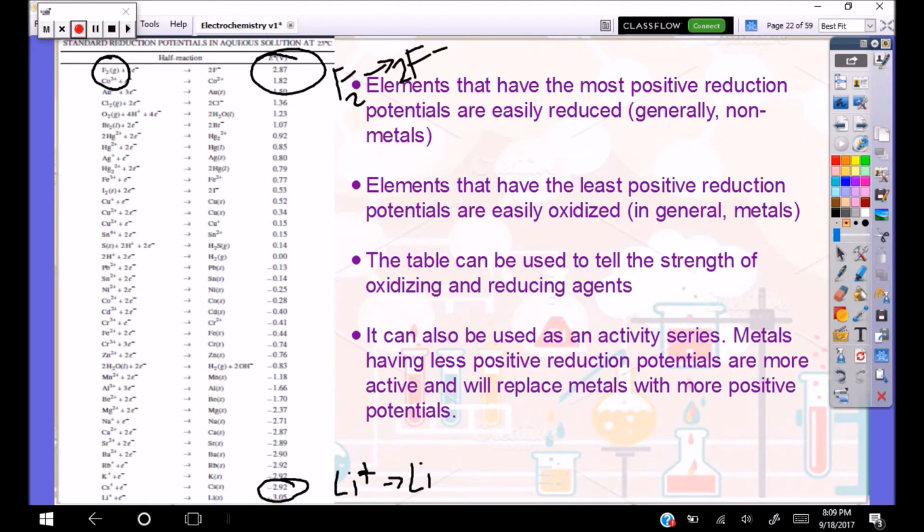So given that we know that the higher the number, the more easily reduced it is, and that the lower the number, the more easily oxidized it is, we can use this to tell the strength of our oxidizing and reducing agents. We can also treat this as an activity series. So metals that have less positive reduction potentials are more active and will replace metals with more positive potentials.